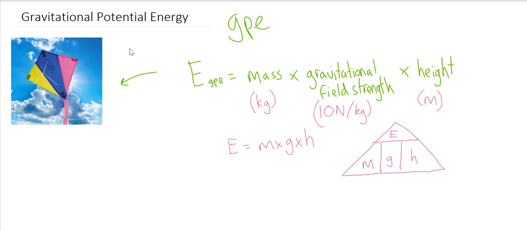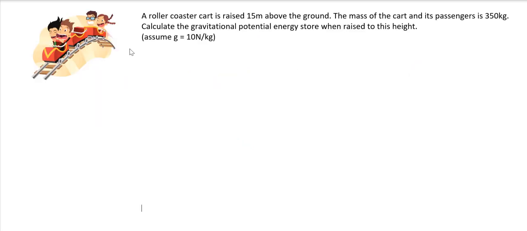So we're going to go ahead and have a look at a question where you have to apply this equation to different scenarios. In our first question, we're told that a roller coaster cart is 15 meters above the ground and has a mass of 350 kilograms. And we've got to calculate the gravitational potential energy store when it's raised to this height.